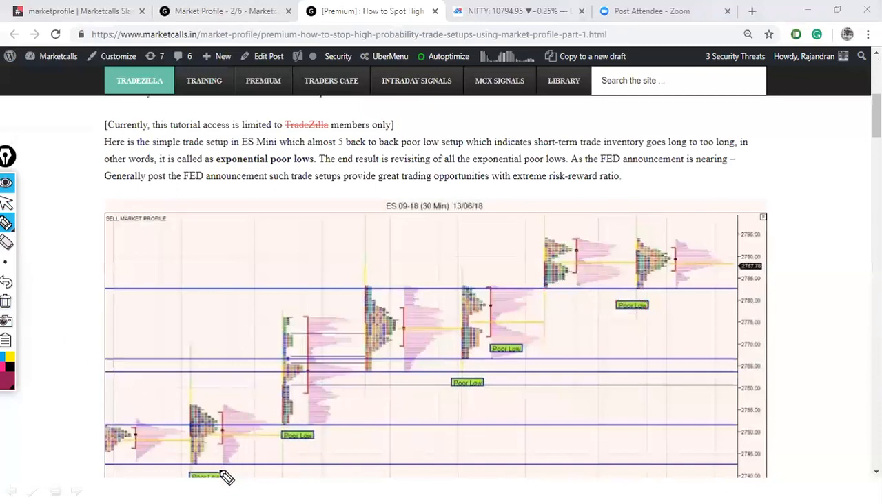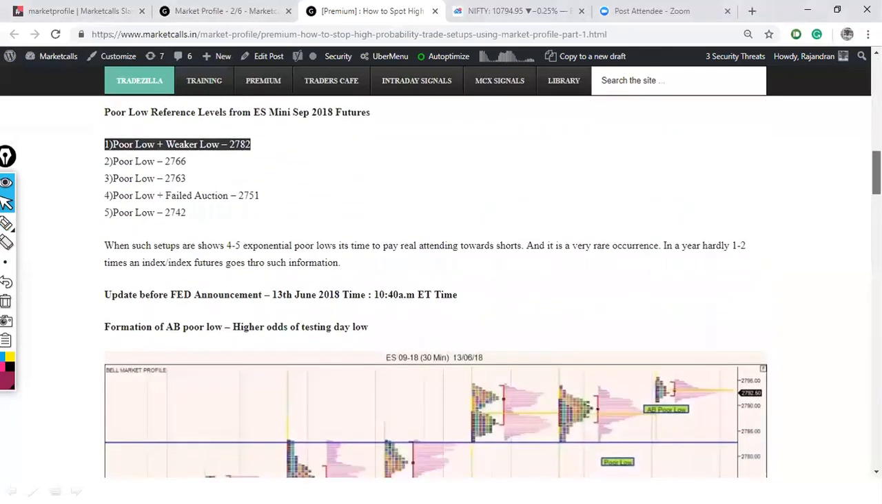What this means is that in one of the places where the inventory is getting too long, whoever is trading here is only shorter time frame buyers, and you can expect a short-term inventory correction to happen. And the inventory correction happened like this.